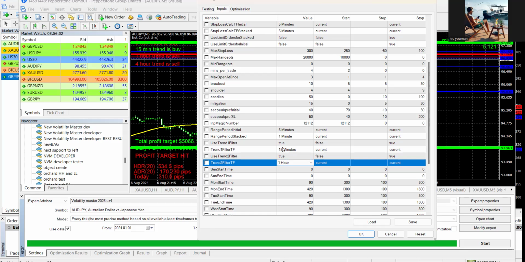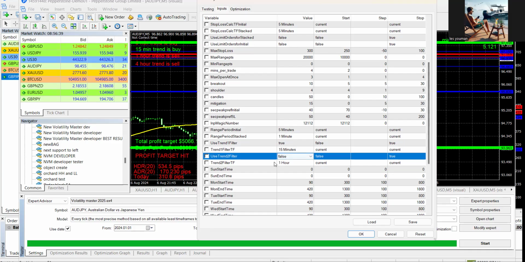But we can see that the 15-minute trend is a buy, but the 1-hour trend is a sell. So if we had both trend filters activated like this, it's not going to trade because these two trends aren't lined up. So it's going to wait until they're both buys or both sells, and then it can look to take out a trade. By having two trend filters, it greatly reduces the frequency of the trades, but it can definitely potentially make that entry much more accurate.